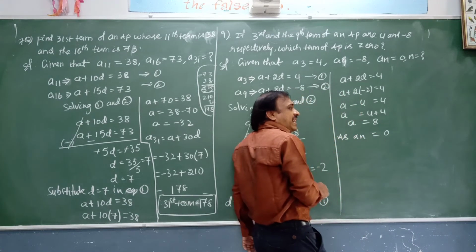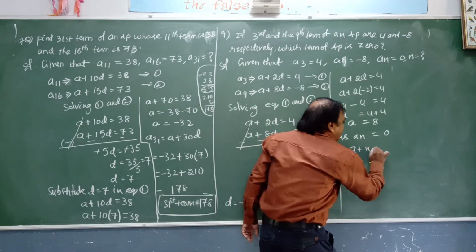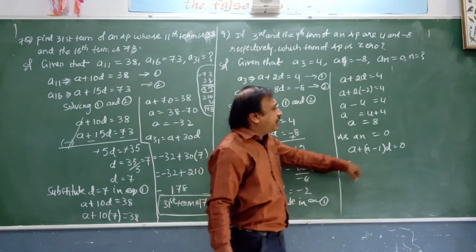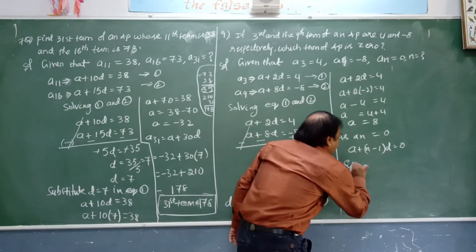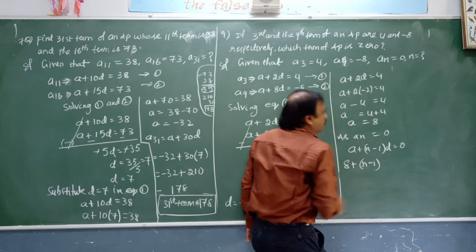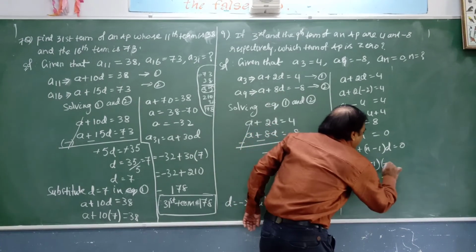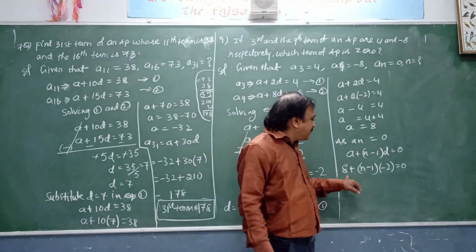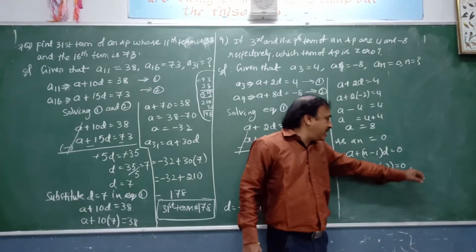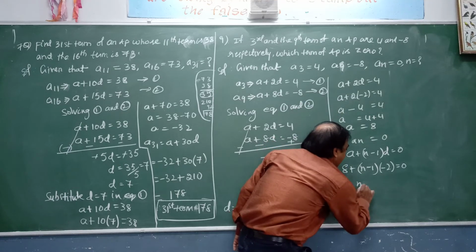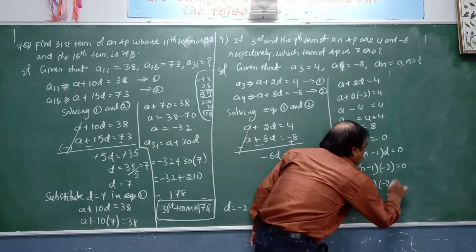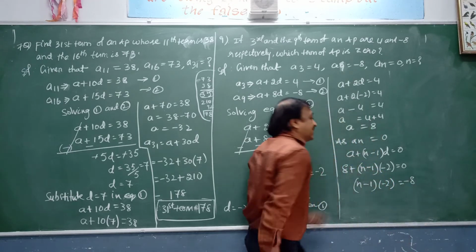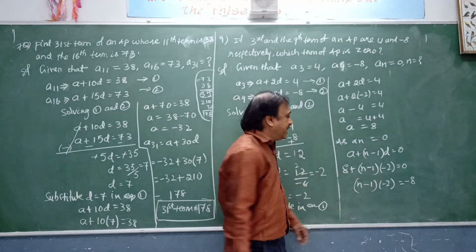What is the formula for AN? A plus n minus 1 into d is equal to 0. What is the value of A? 8 plus n minus 1 into the d value, which is minus 2, is equal to 0. Transpose plus 8 to that side, then n minus 1 into minus 2 is equal to minus 8, since 0 minus 8 is minus 8.